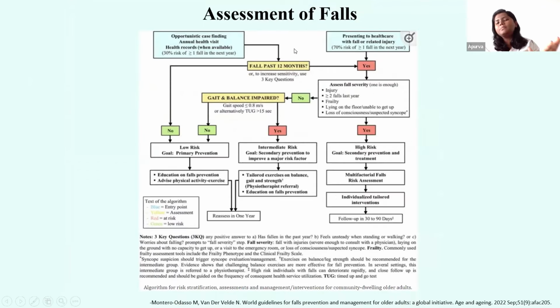So this is your algorithm that everybody should follow when considering any geriatric individual coming to you with gait and balance disturbances. And the primary tool of assessment should be gait speed and or timed up and go scale.